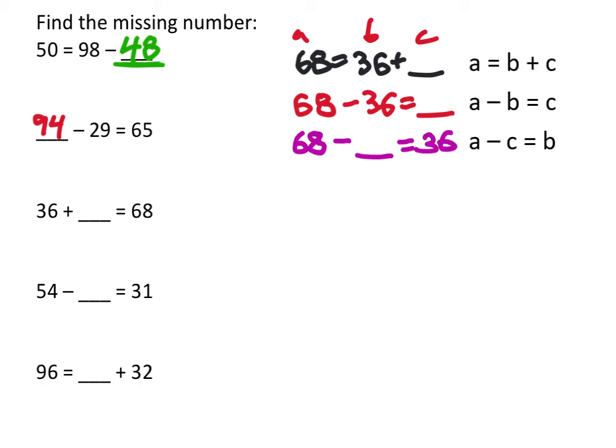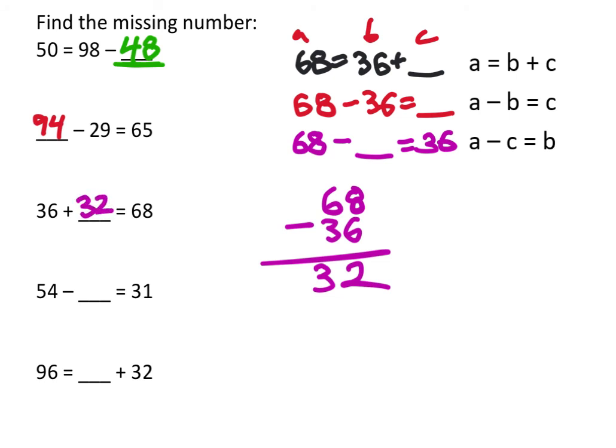So again, we should see operations between the two values that are given, and that's what we see here in red with this middle fact, 68 minus 36. So let's go ahead and do that operation. 68 minus 36. 8 minus 6 is 2. 6 minus 3 is 3. So that answer is 32. And again, you can check 36 plus 32 is 68.